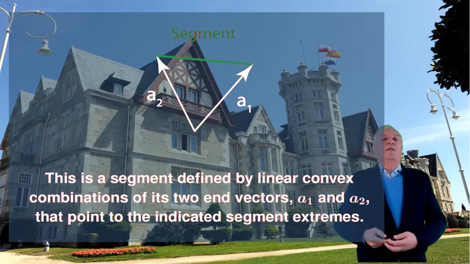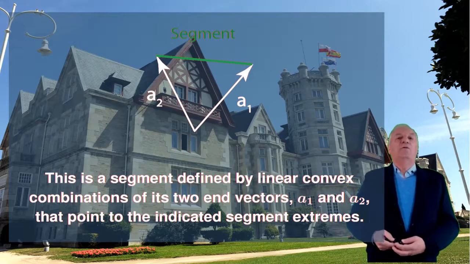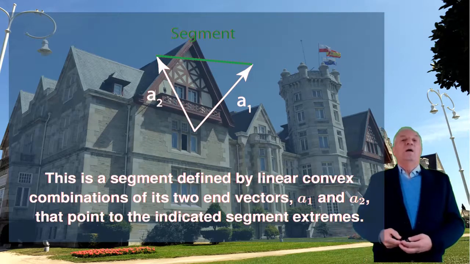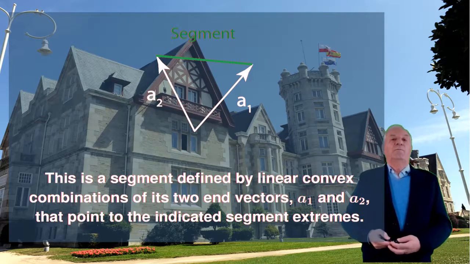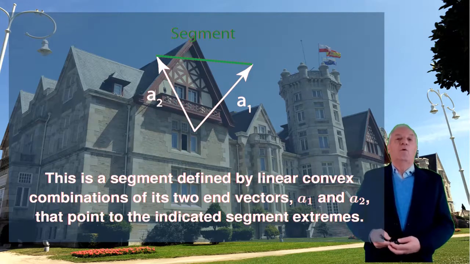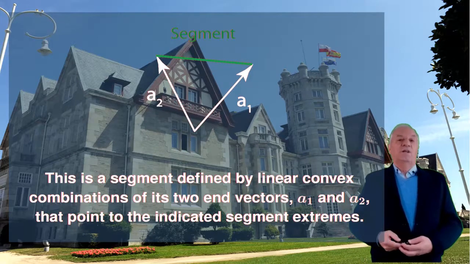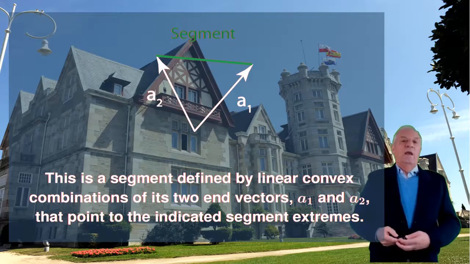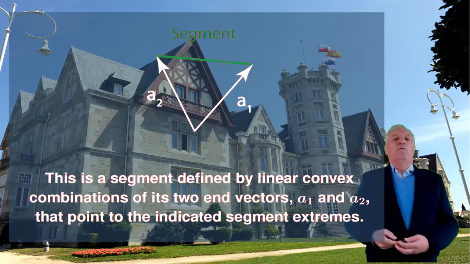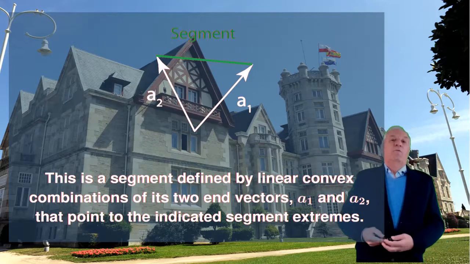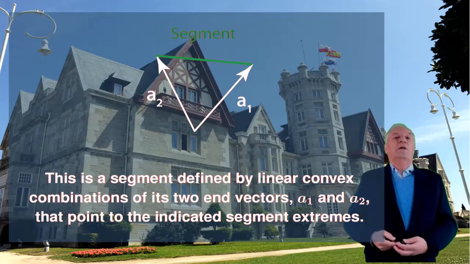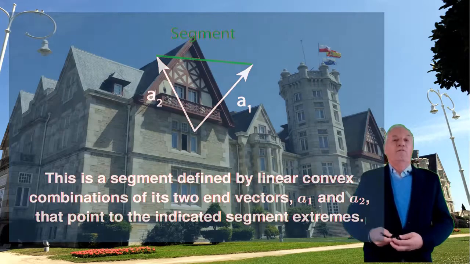Note that since they have to add up to 1, if one is lambda, the other must be 1 minus lambda. And playing with lambda, we can generate all vectors. For example, making lambda equal to 0 or 1, we obtain the two extremes a2 and a1 respectively. If we make lambda equal to 0.5, we obtain the middle vector. And if we make lambda equal to 1/4, we obtain the vector located at a distance 1/4 from the left extreme.